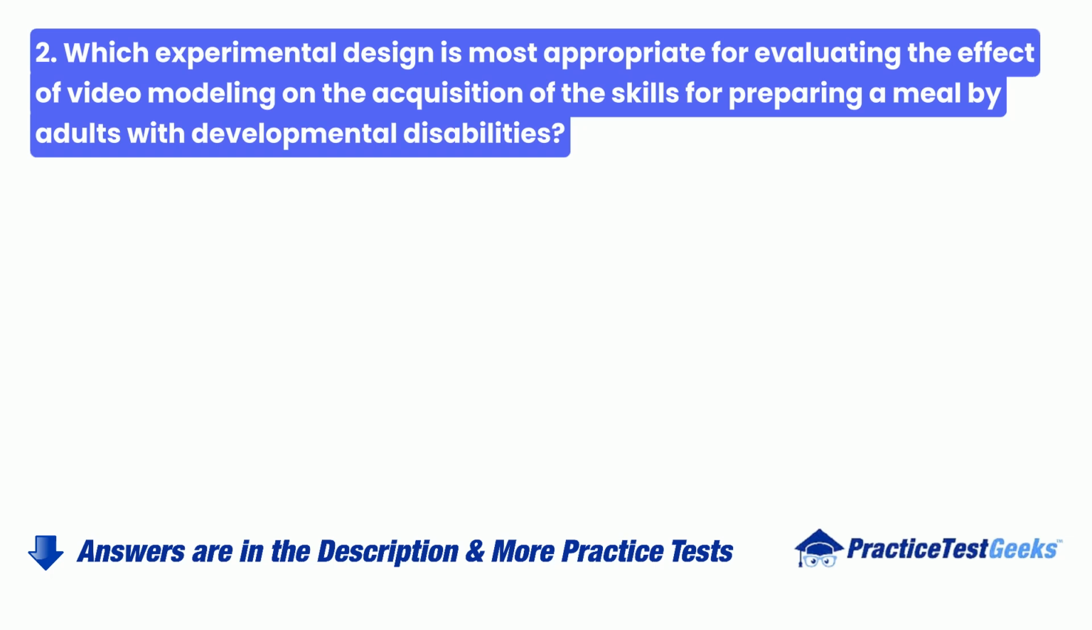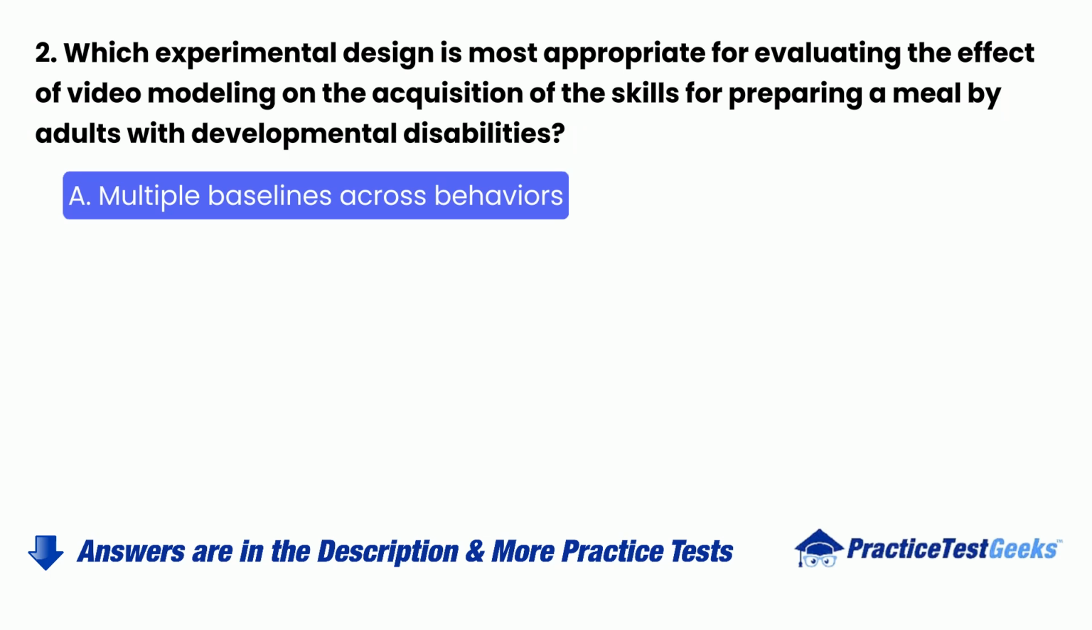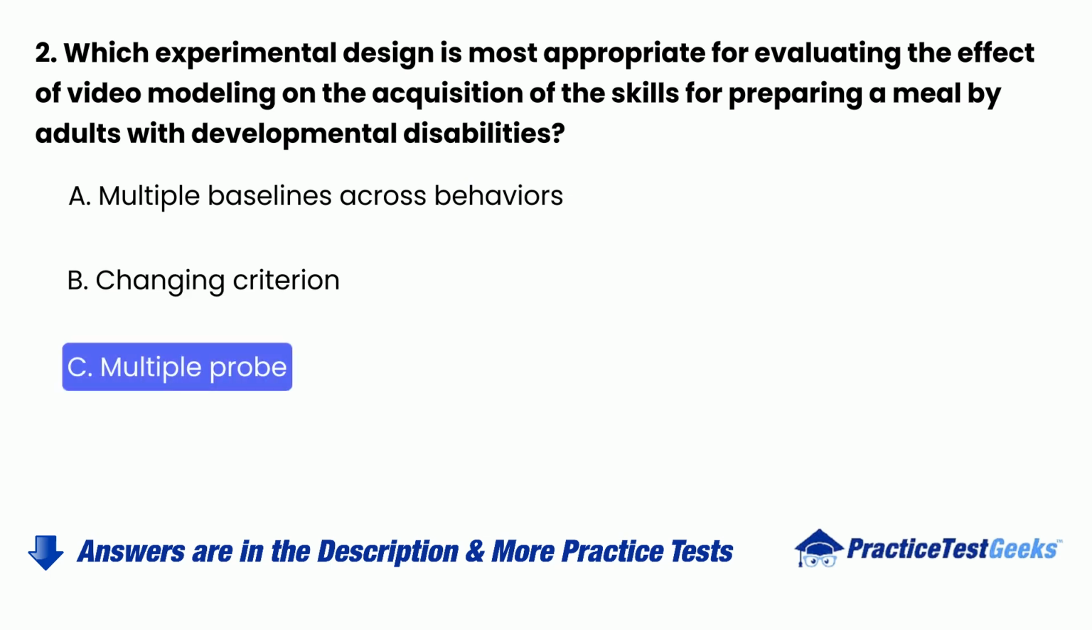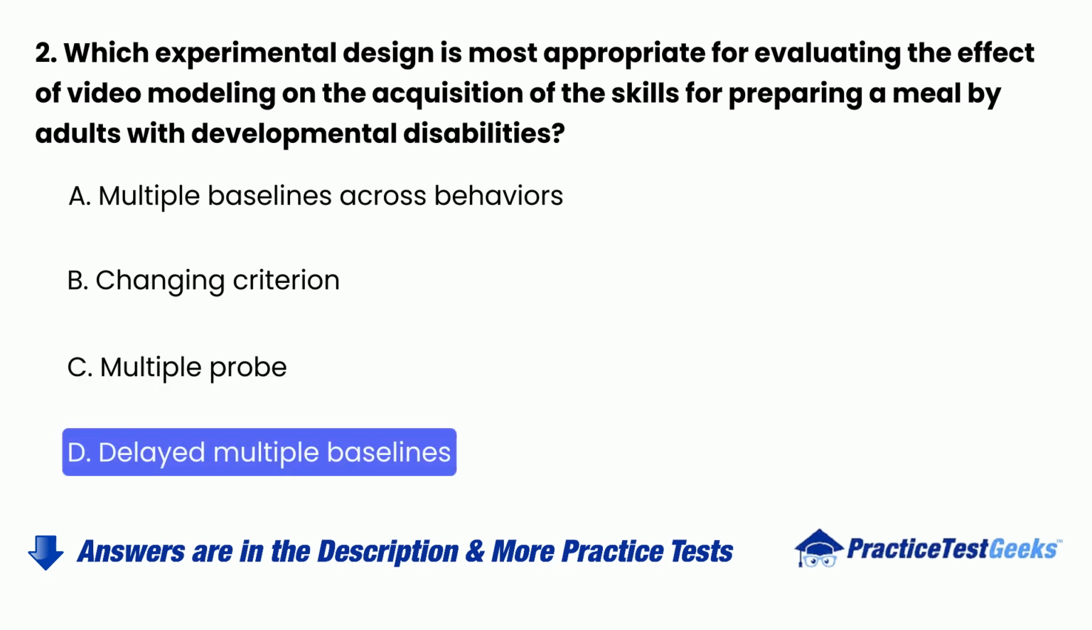2. Which experimental design is most appropriate for evaluating the effect of video modeling on the acquisition of the skills for preparing a meal by adults with developmental disabilities? A. Multiple baselines across behaviors. B. Changing criterion. C. Multiple probe. D. Delayed multiple baselines.